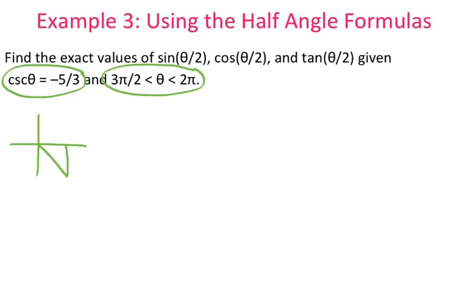Since cosecant is negative 5/3, that means sine is negative 3/5. So here's my theta. Sine is opposite over hypotenuse. I can use the Pythagorean theorem to solve for that third side, which is 4. So now I have my three sides of the triangle, so I can find sine of theta over 2, cosine of theta over 2, and tangent of theta over 2. All right, here we go.